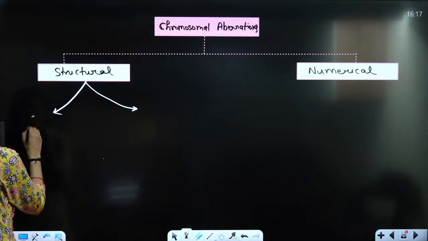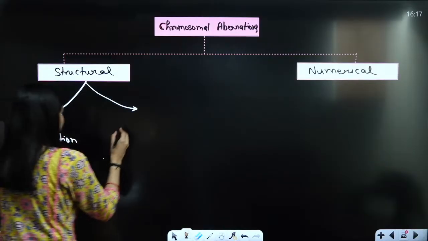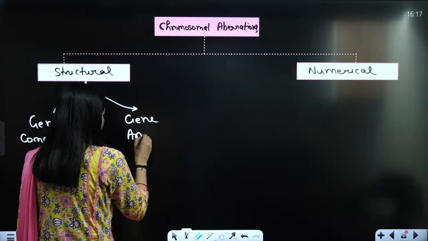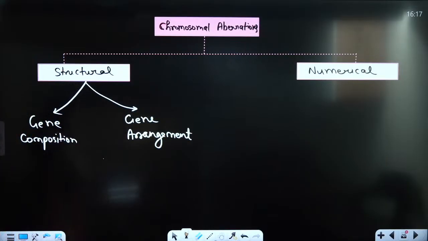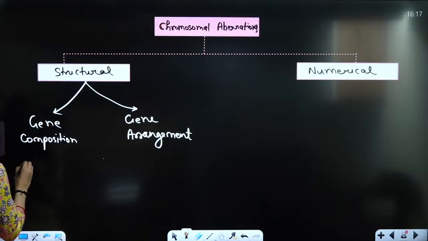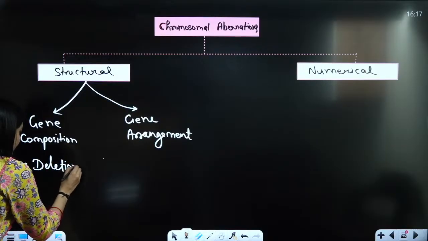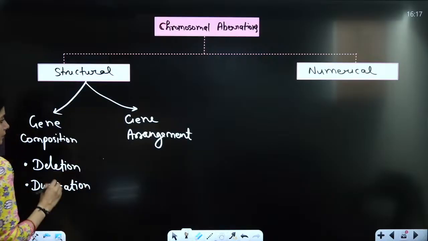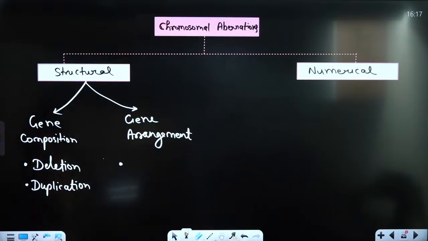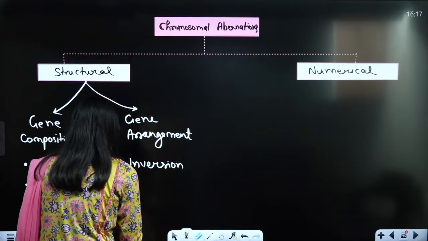Sometimes in the gene composition, sometimes in the gene arrangement. In terms of the gene composition, we have two forms: one when there is some sort of deletion, and one when there is duplication. In terms of the gene arrangement, there is inversion and there is translocation.